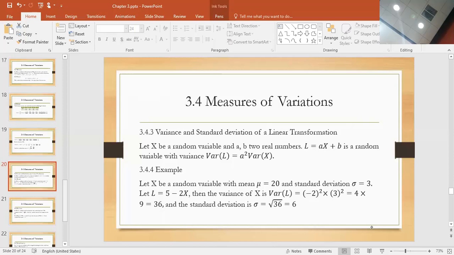So there is an example here. I'm going to skip that. Like L equals 5 minus 2x. So essentially, I want you to see how it will behave. So mu equals 20, sigma equals 3, L equals 5 minus 2x. The variance of L will be (-2) squared, that was A squared, times 3 squared, 3 was sigma. So 4 times 9, 36. So sigma equals the square root of 36 equals 6 for the linear transformation of x.